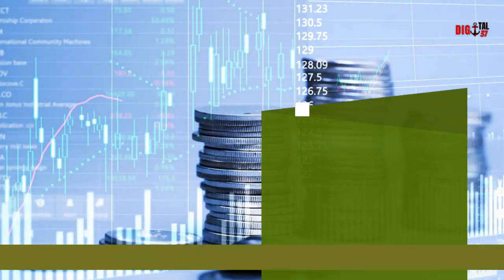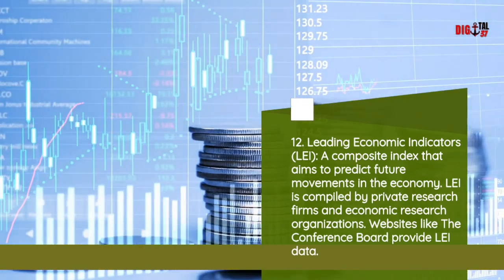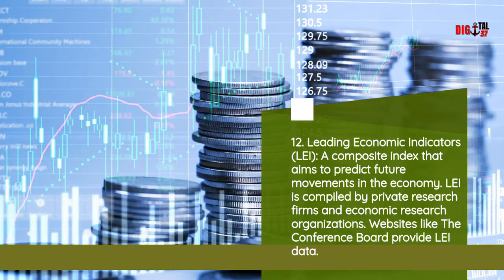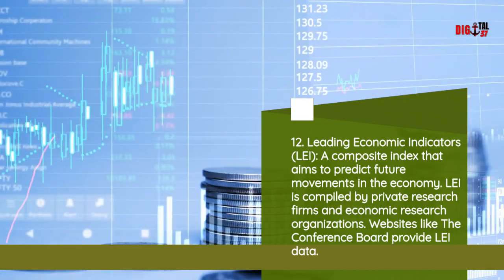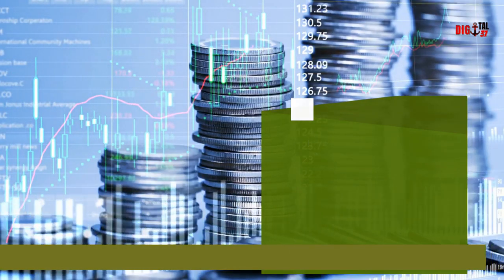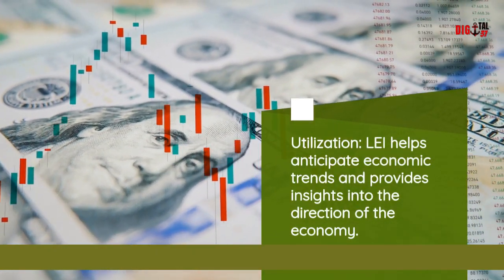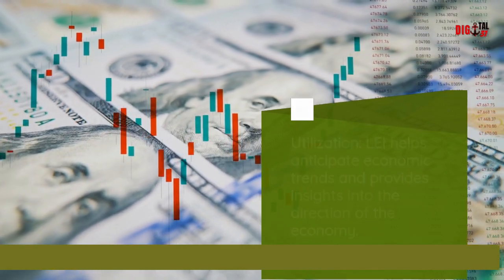12. Leading economic indicators, LEI, a composite index that aims to predict future movements in the economy. LEI is compiled by private research firms and economic research organizations. Websites like the Conference Board provide LEI data. Utilization. LEI helps anticipate economic trends and provides insights into the direction of the economy.